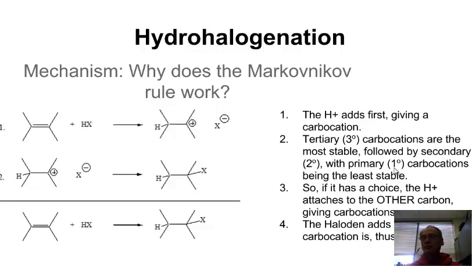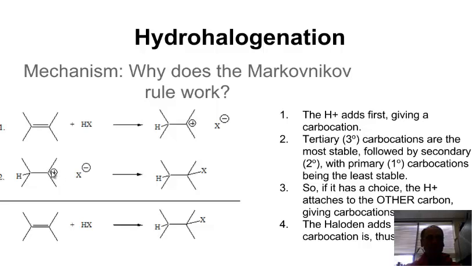If you don't have a choice but to make a tertiary, then you certainly want to form a secondary rather than a primary if you have a choice. Okay. So, as I said, if it has a choice, the H+ is going to attach to the other carbon, giving the more stable carbocation. And then finally the halogen adds wherever the positive charge was to begin with. And since this will likely be tertiary, if that's possible, we'll end up with a tertiary alkyl halide.